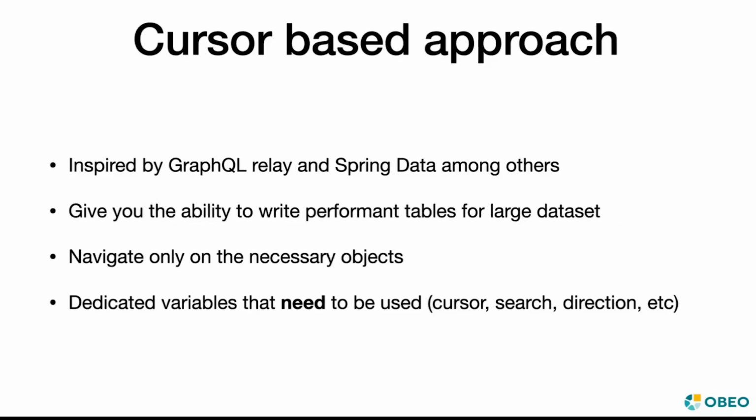Cursor-based pagination is nothing new. It has been adopted by major products like the GraphQL API of Facebook or GitHub. You can also find support for cursor-based pagination in Spring Data, for example. In Sirius Web, it gives you the ability to write performant tables for large datasets. Thanks to this approach, you won't have to navigate on all the objects or keep a complex index. We will give you a specific set of variables that you will have to use. Let's see how it behaves.